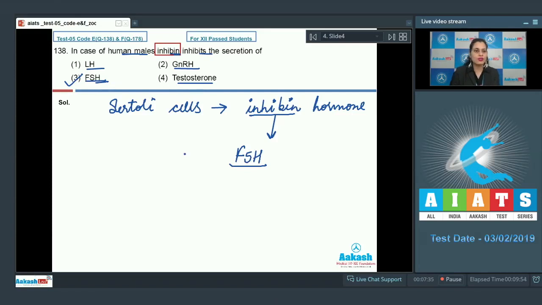Let's discuss other options also. The very first option given is LH. LH, or luteinizing hormone, is not inhibited by inhibin. GnRH, or gonadotropin releasing hormone, releases LH and FSH from the anterior pituitary. So this is an incorrect option. Testosterone is a hormone which is secreted from Leydig cells under the effect of LH, and this is an incorrect option. So the correct answer to this question is option number 3. Let's discuss our next question.